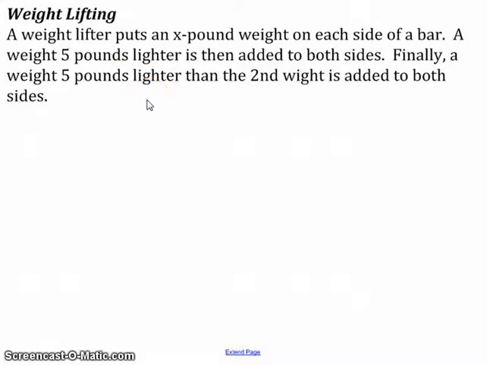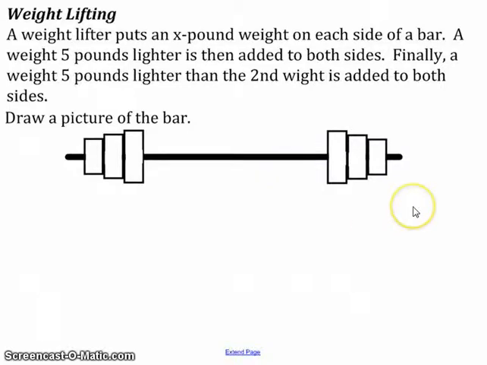Okay, I'm going to assume that you have read it. What I would do to start this problem off is I would draw myself a picture of the bar. And here's that picture. And then I would go the next step, and I would label the pieces of the bar that have numbers associated with them, or terms associated with them, I should say.